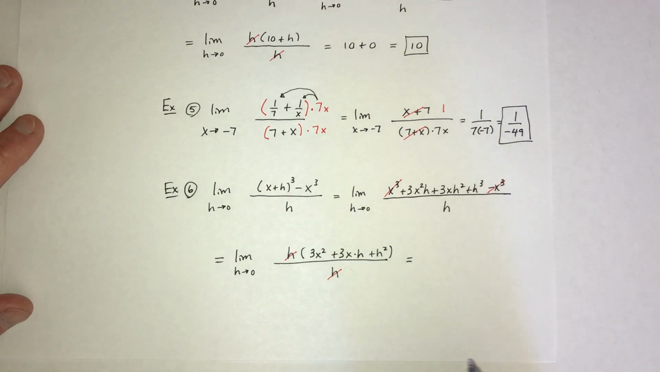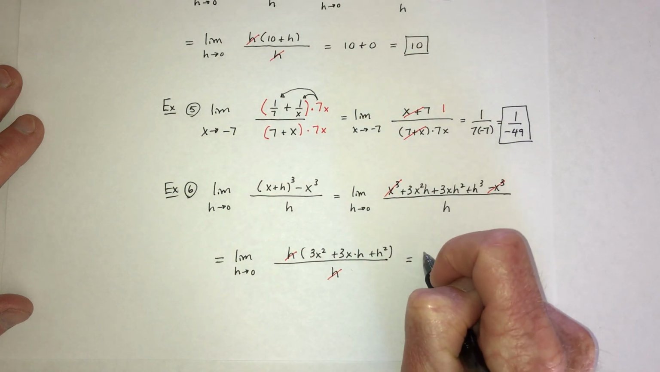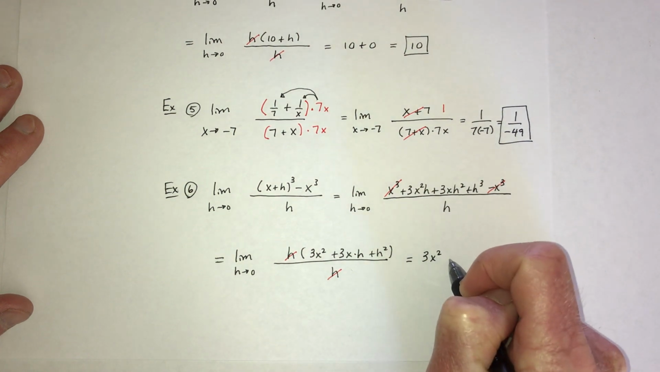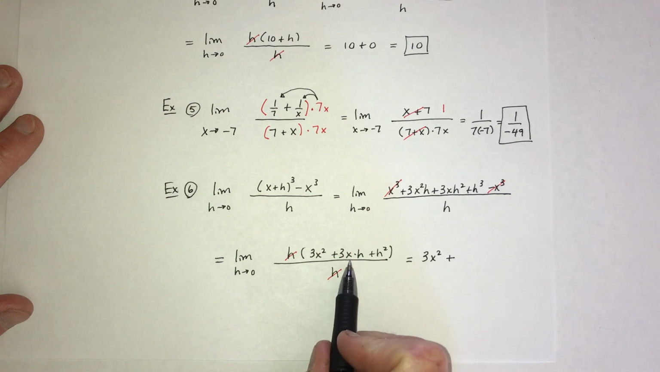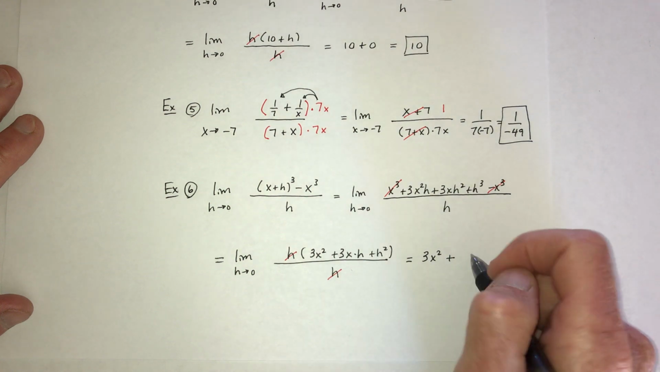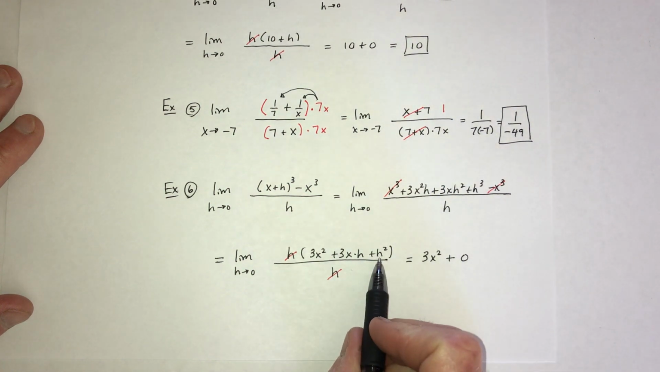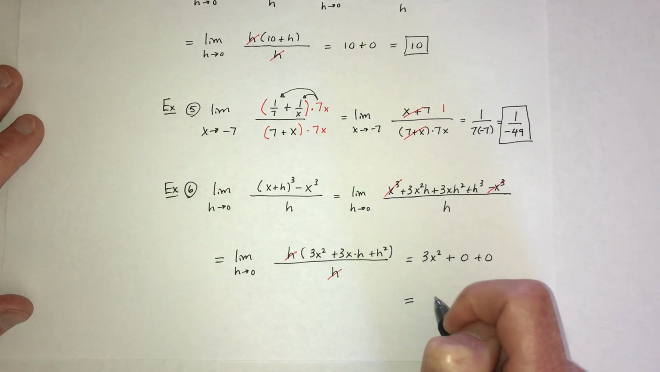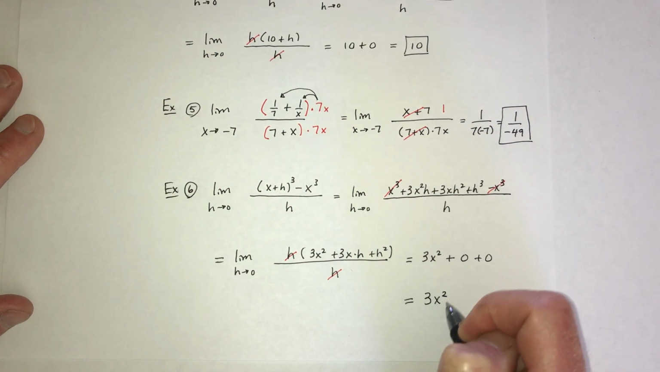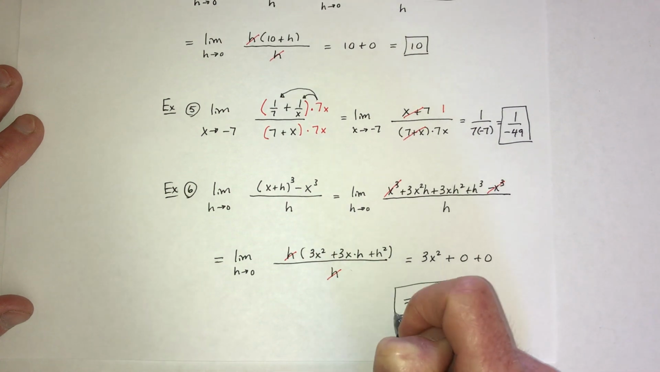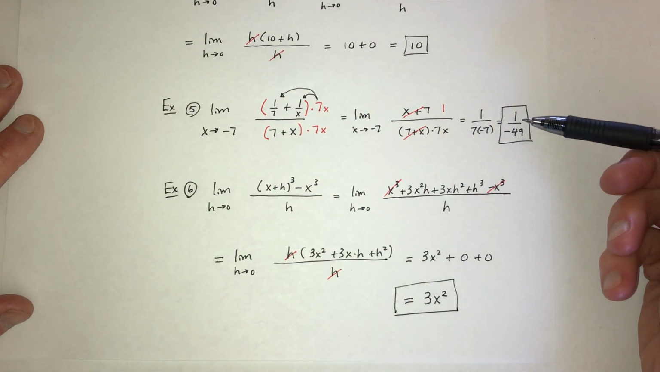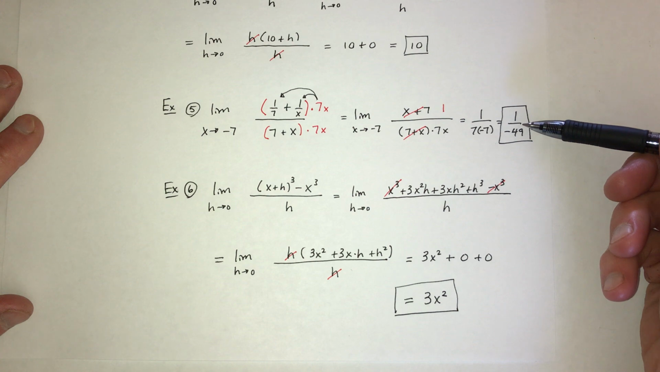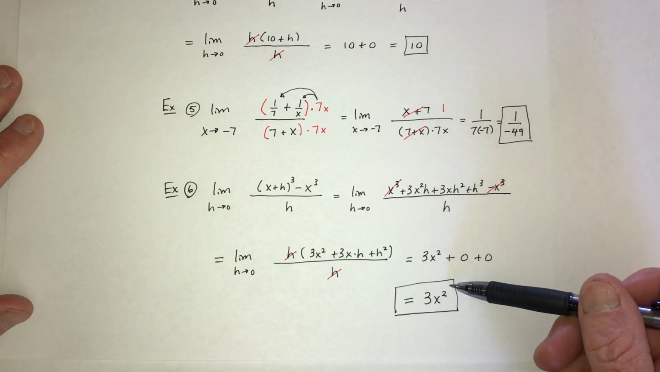And then substitute that h becomes a 0. So this doesn't have an h, so it just stays 3x squared. And then this one would be 3x times 0, so that's 0. And this one would be 0 squared, so that's 0. So the final answer is 3x squared. So there's times when you find limits and you get an actual number, and there's times when you get a function.